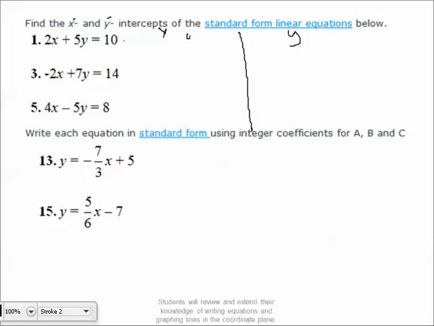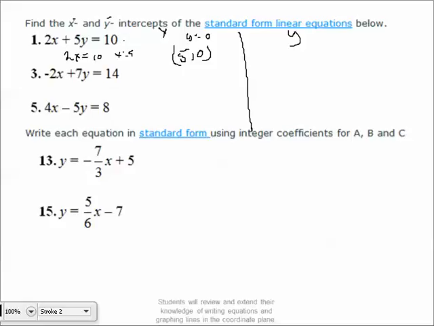X-intercepts, that means y equals 0. If y is equal to 0 in this first one, I'm going to get 2x is equal to 10. That means that x is equal to 5, and my x-intercept is going to be at (5, 0).